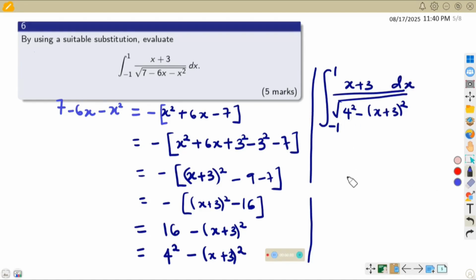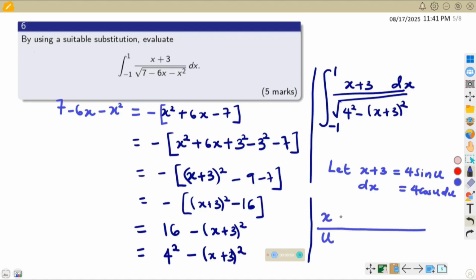So we are going to use sine substitution, and we are going to let x plus 3 equal 4 sin u. We differentiate. So when you differentiate x with respect to x, you will get 1, so dx will be equal to, when you differentiate sin u, you get cos u, but there is a constant 4, so 4 cos u du. So after changing and differentiating, we also change the limits. We are removing them from x, converting them to u. So our x was running from negative 1 to 1.